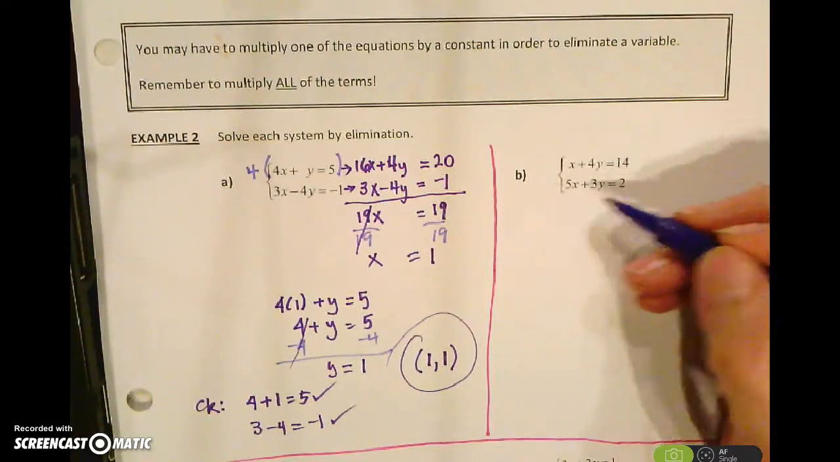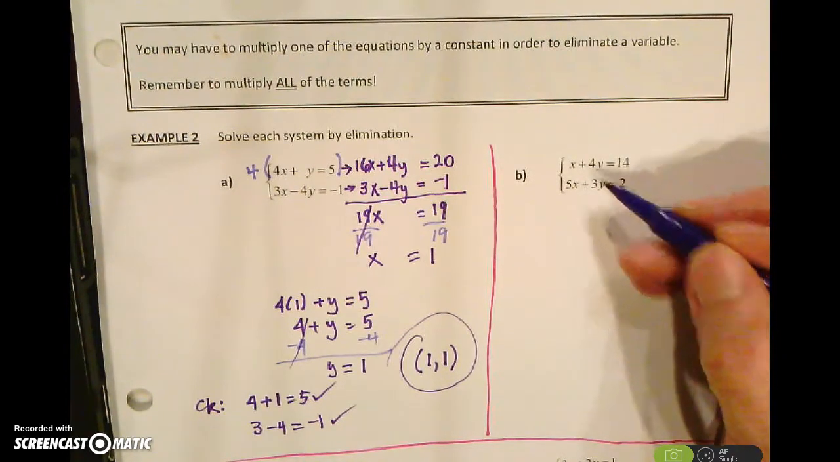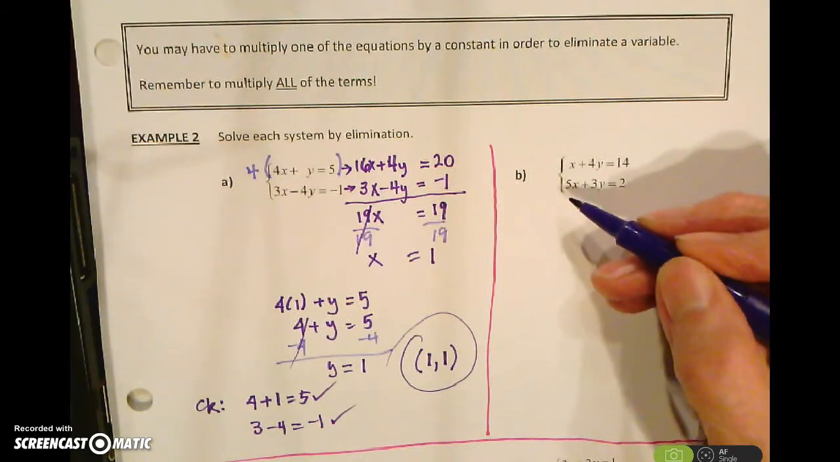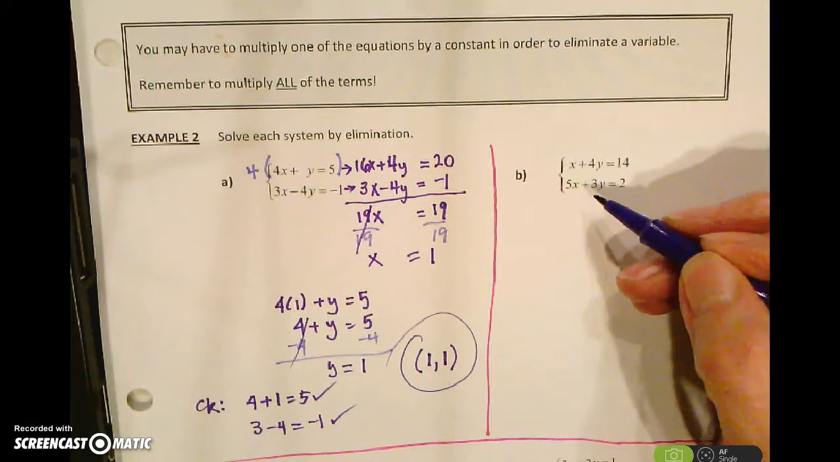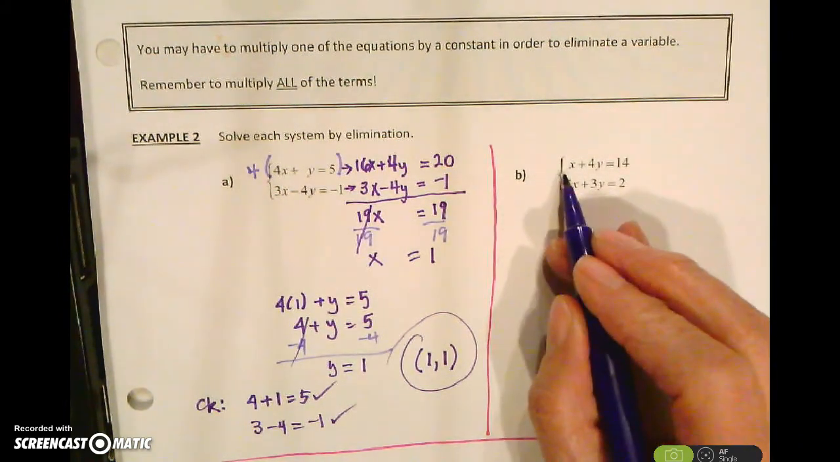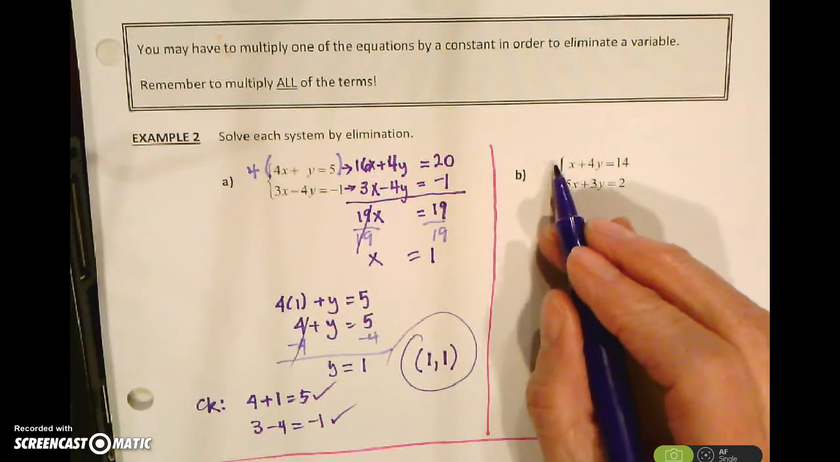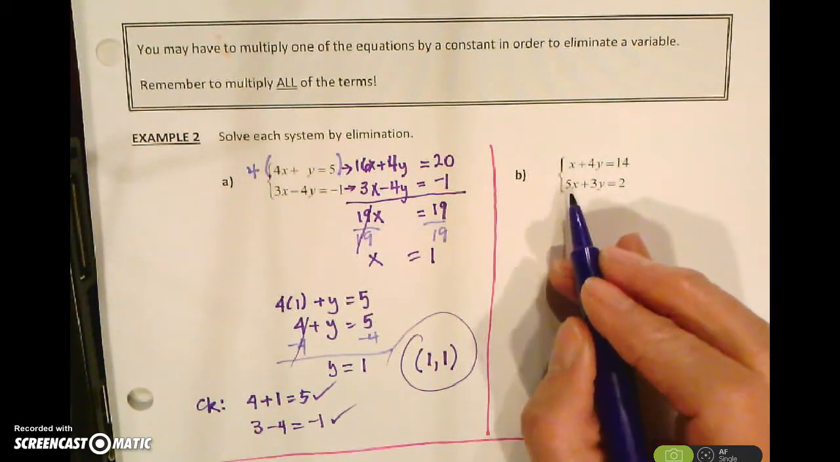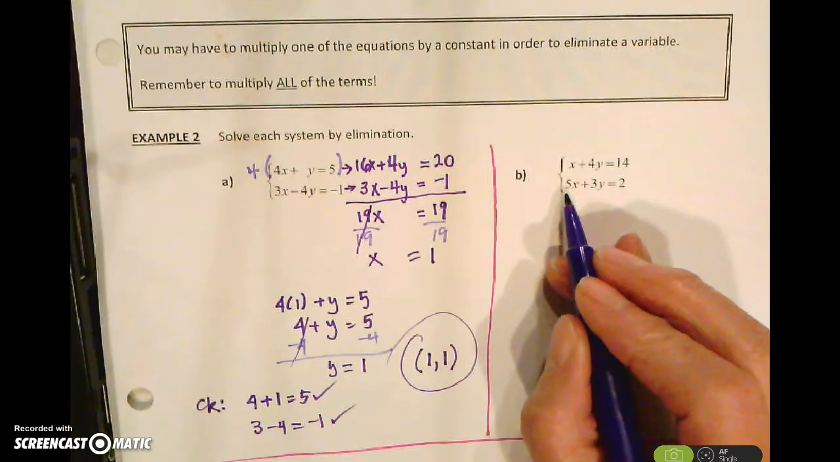So example B, we've got it in standard form. There's no fractions and everything's lined up correctly. When I go to add, I get a 6x and a 7y, so nothing eliminated. So let's see, probably the easiest place is to change this and multiply by a -5 so that I can add to that +5 and get a 0.